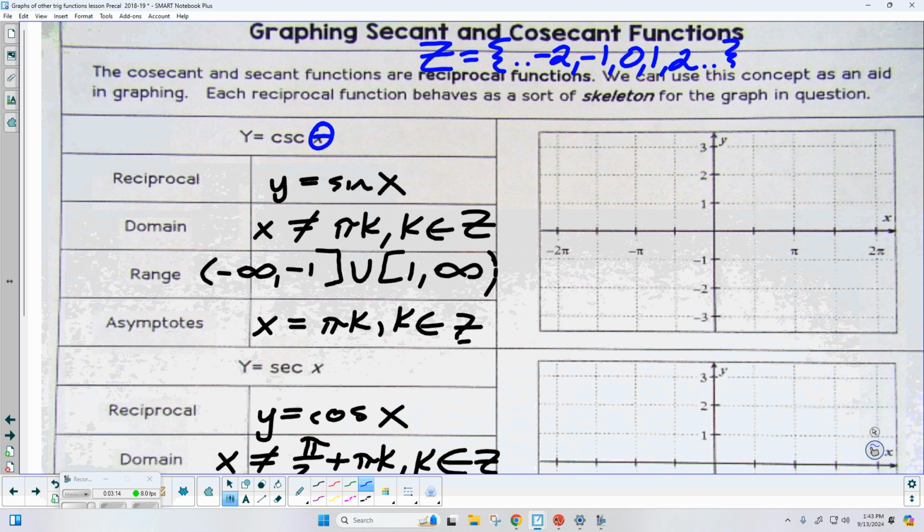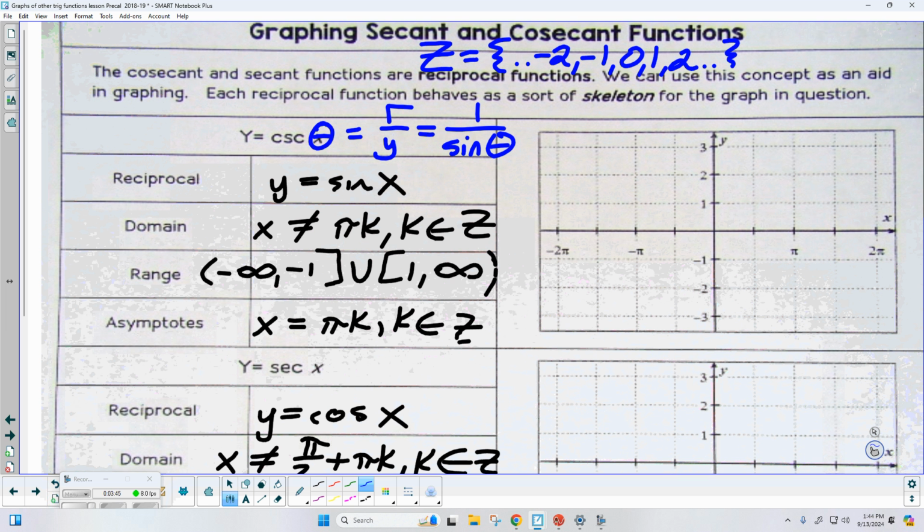So cosecant of theta, can anybody tell me what the ratio is? It's what over what? R over y. Okay, so r divided by y. So we're going to substitute in for these variables. Let's say we're on the unit circle, so the radius would be what? 1. And what trig function is y? Sine. So sine of theta.